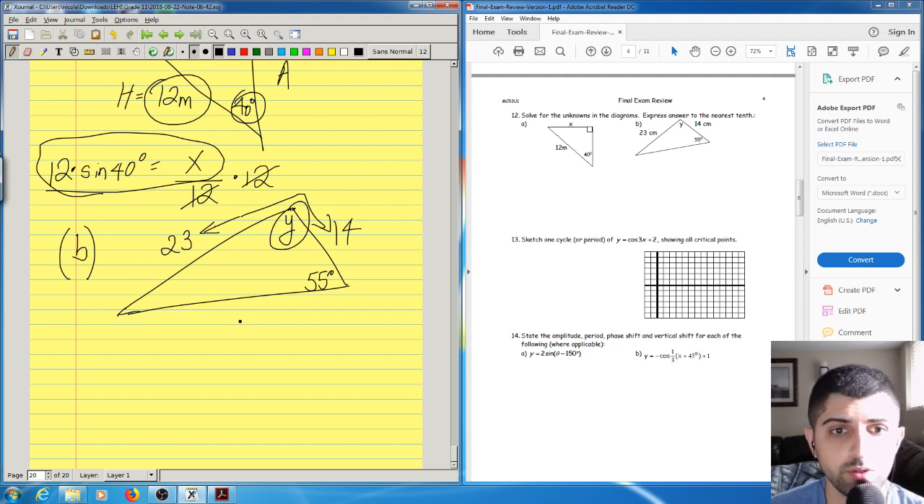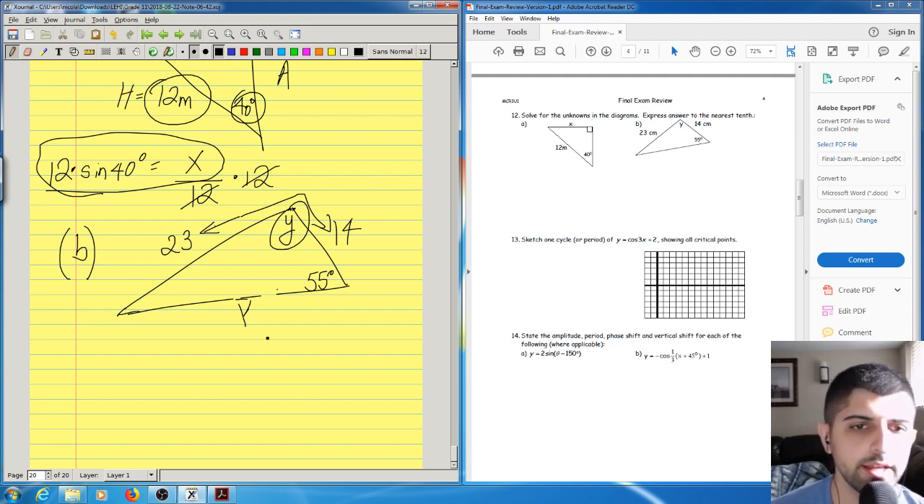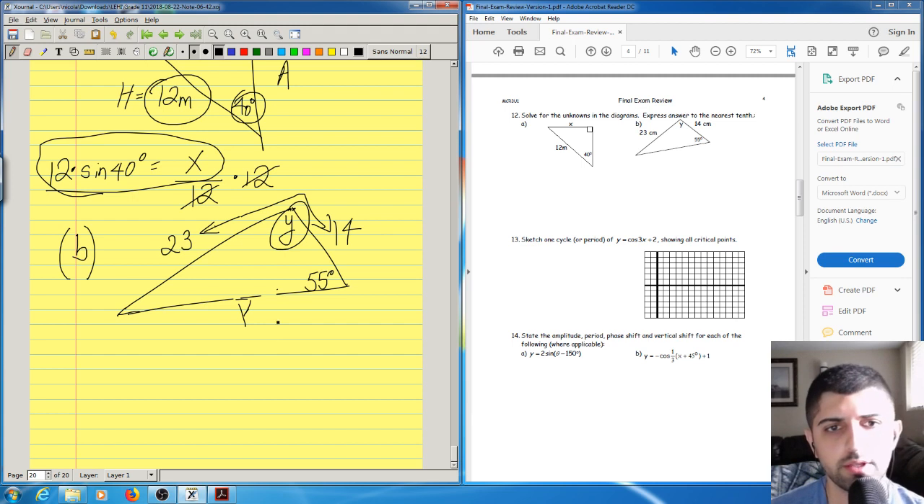But in order to do that, I would also need this guy, the opposing side length. Now, just for argument's sake, let's call this capital Y. Okay. Generally, the convention is to label the angle by the capital and the side length by lowercase. But let's just go with it. Who cares?